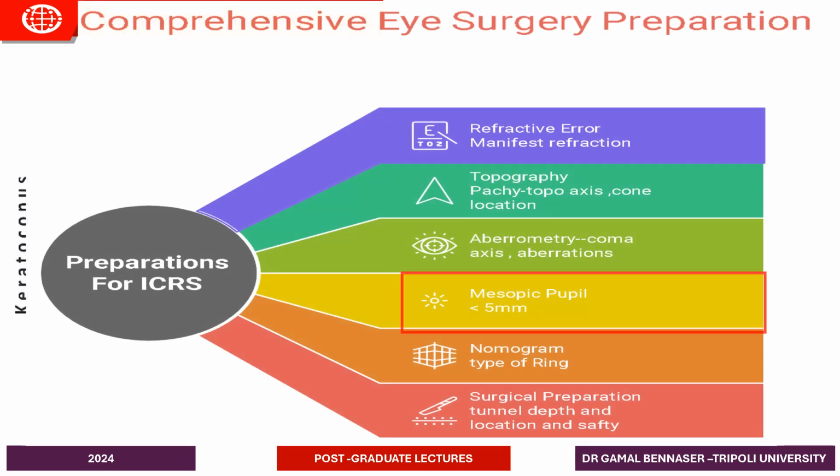Now we come to the fifth step in the preoperative evaluation for patients planning for intracorneal ring implantation, which is the pupil.